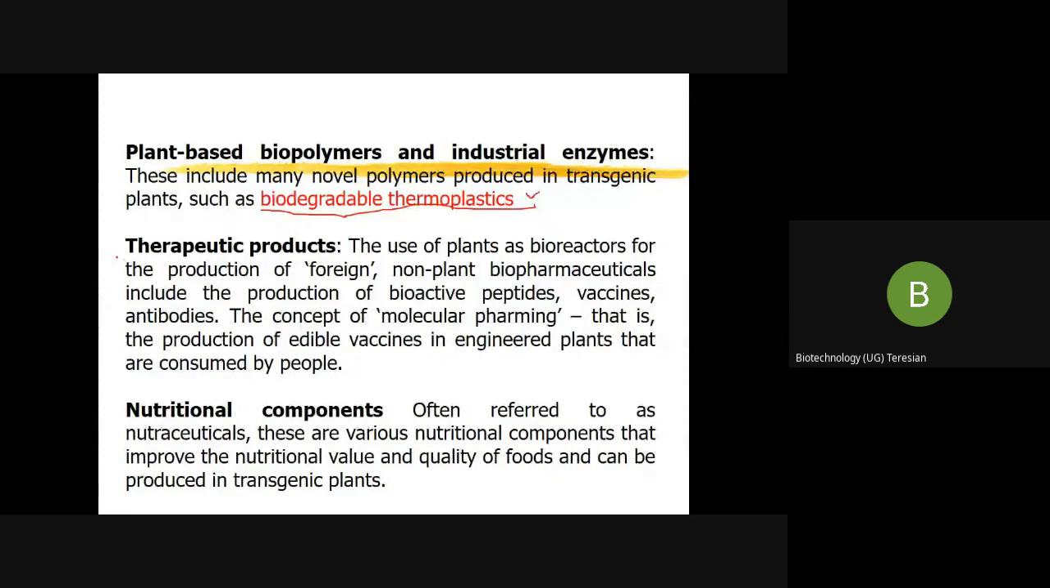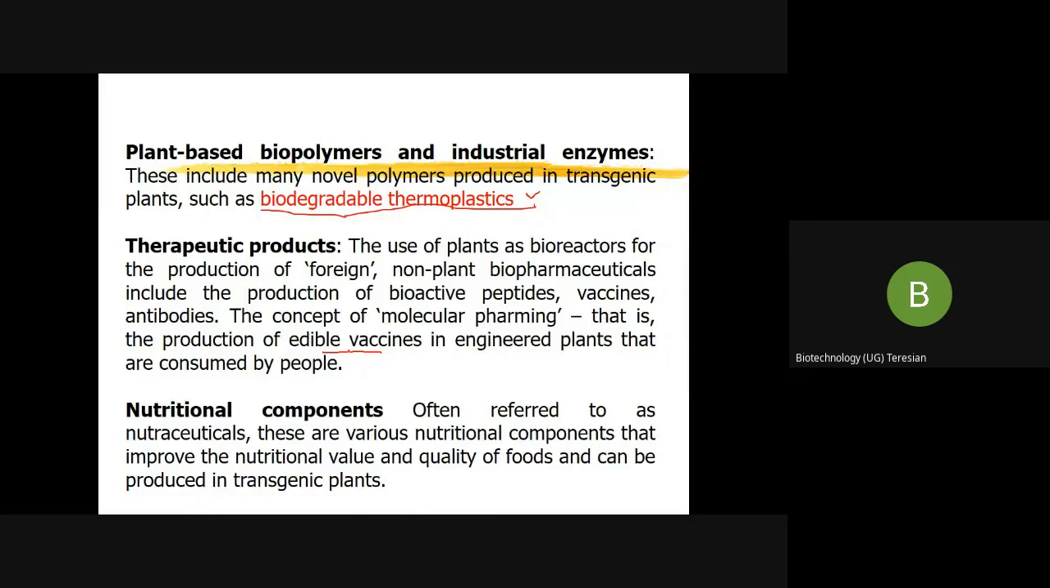Another important application is therapeutic products. What does a plant produce? It is going to produce the fruits or vegetables which are nutritious for us. Does it produce some pharmaceutical compound? No. But what we are doing is making this plant a bioreactor, like a factory, and trying to manufacture certain bioactive peptides, vaccines, and antibodies. Edible vaccine is a very good example, as you have already studied. We modified the banana plant or potato plant so that it produces a vaccine.